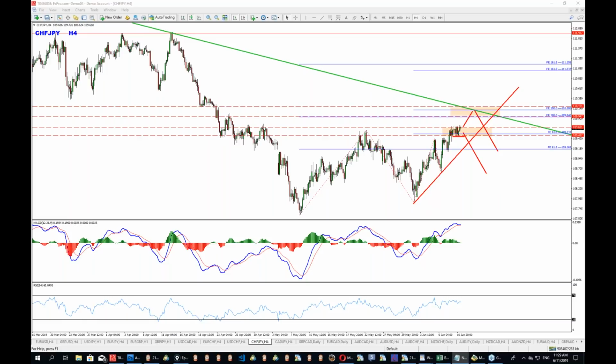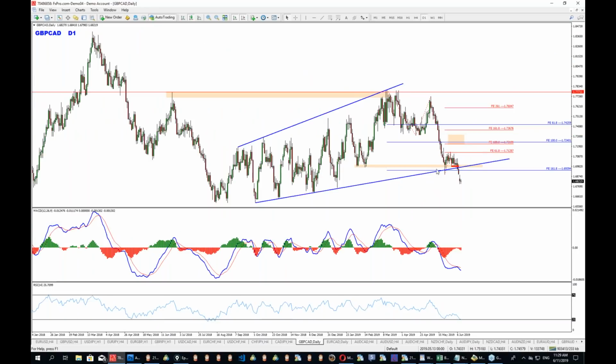Franc, pound-cut, breaking the trend line, which is very good. The daily cycle I'm following is this one. So basically we got the 61.8 pullback, now another drop.